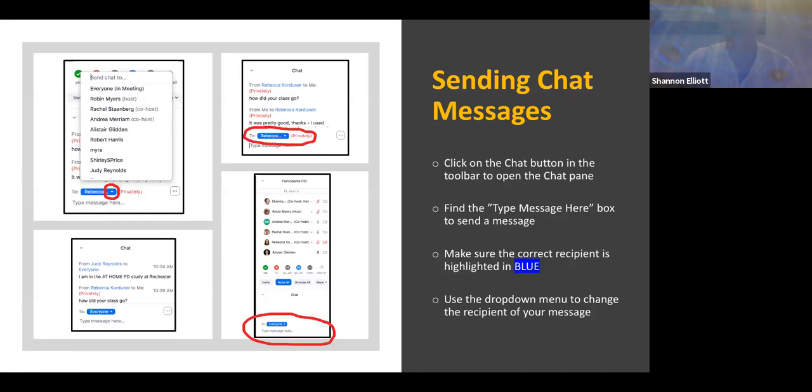So hopefully that's pretty clear, but it's really important to double check, with so many chat messages going on, to make sure that you are sending the message to the right person. Okay. So I am going to stop my share screen and take some questions.